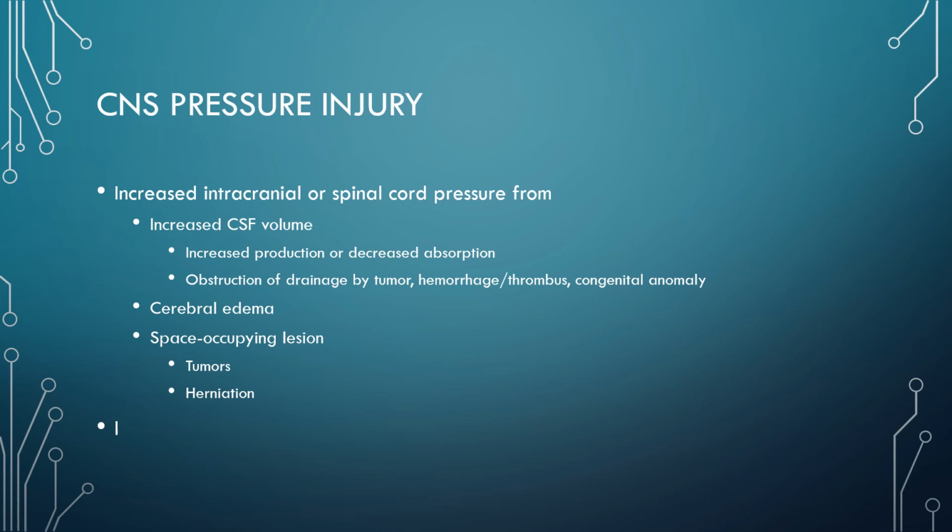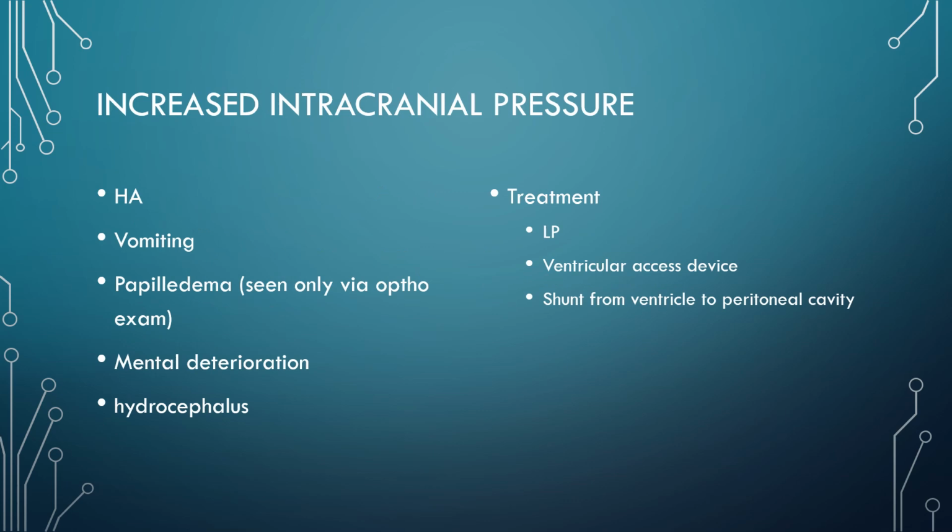Pressure injury causes cerebral edema, so swelling on the brain. Other causes are space-occupying lesions like tumors or herniation of parts of the brain. So any sort of big abnormal swelling, whether it's a tumor or a blood collection or a fluid collection that causes pressure on your actual brain tissue, is a CNS pressure injury.